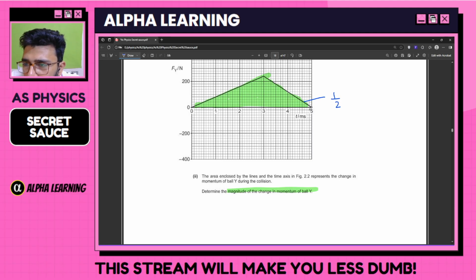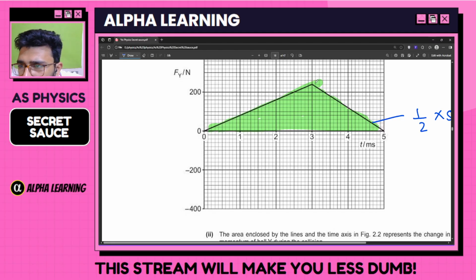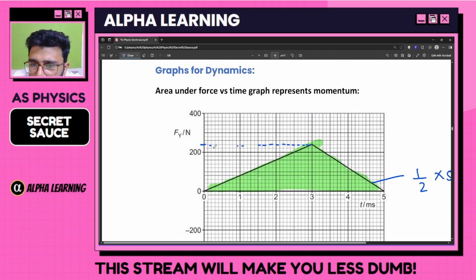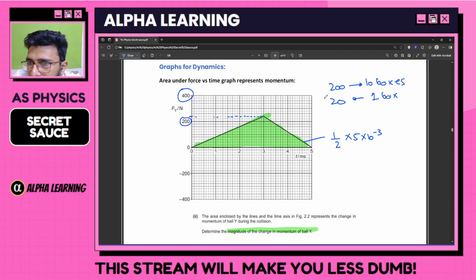1 upon 2 into the base, that is 5 milliseconds. 5 into 10 to the power of minus 3. What is this height? Let's calculate that. This is 200. This is 400. You are going from 200 to 400. That is 200 units in 10 boxes. One box represents how many units? One box represents 20 units. So this thing will become what? 240. So your base is 5 into 10 to the power of negative 3.